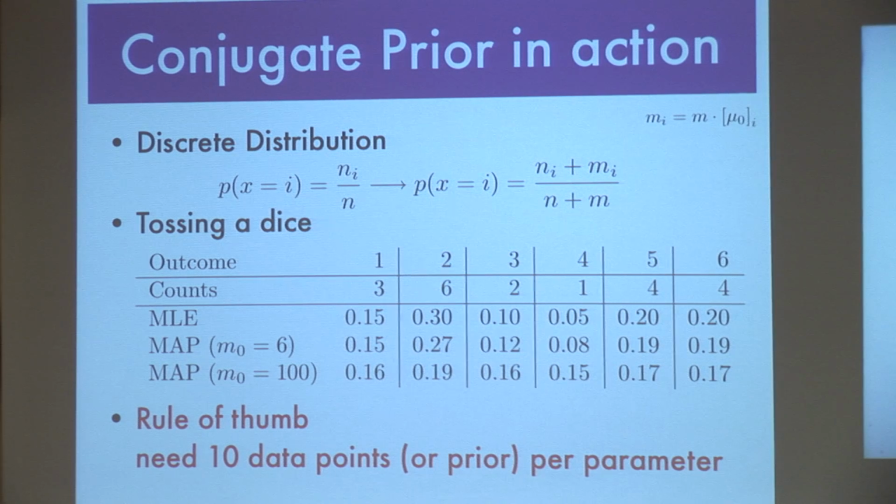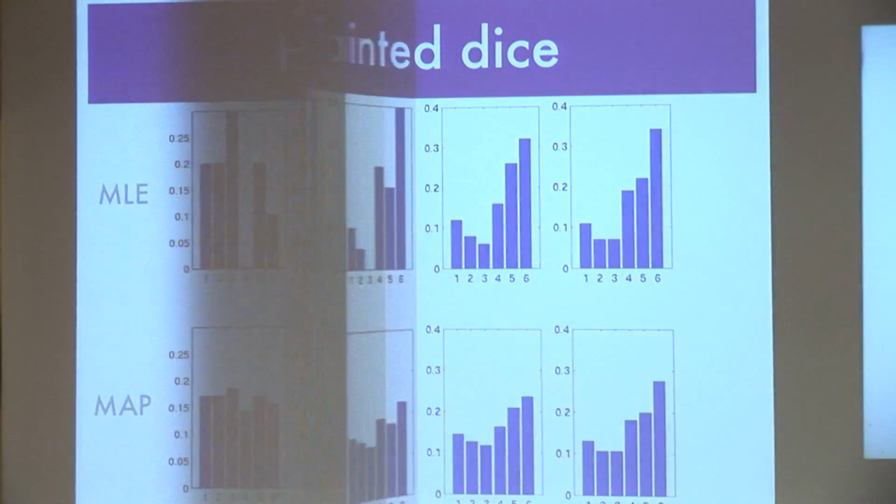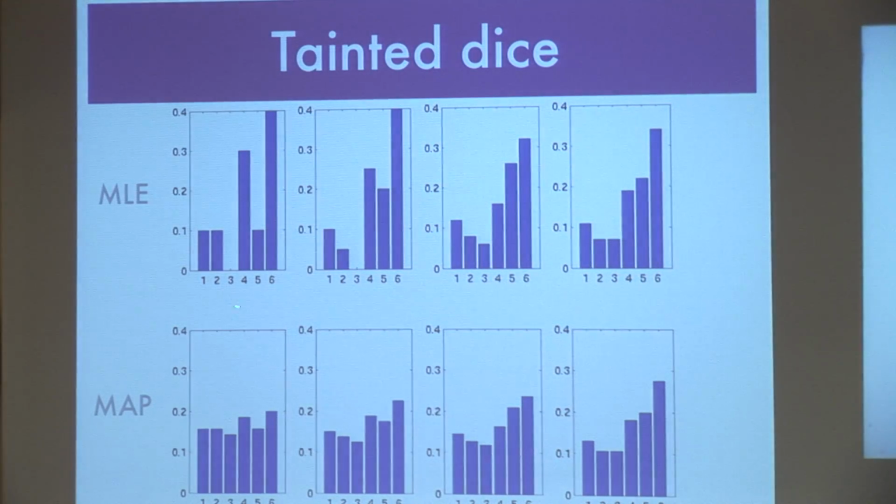So a good rule of thumb is you need at least about 10 data points per parameter. Then your estimates are not going to be too horrible. Here's an example, an honest dice and MAP. So you can see MLE is actually quite horrible. MAP is pretty good. And this, of course, is the warning. If I have a tainted dice, then the maximum likelihood estimate is going to pick up on it very, very early, whereas MAP needs a lot of data.